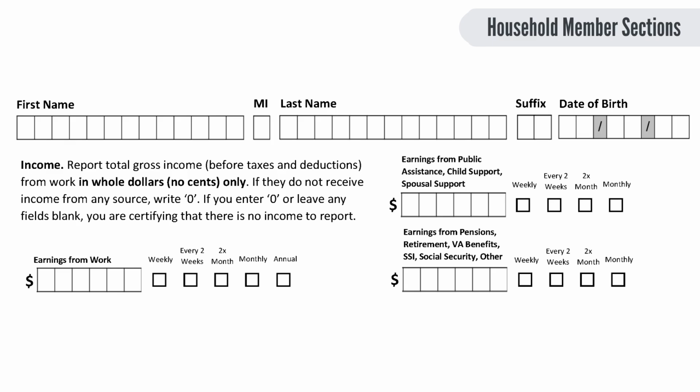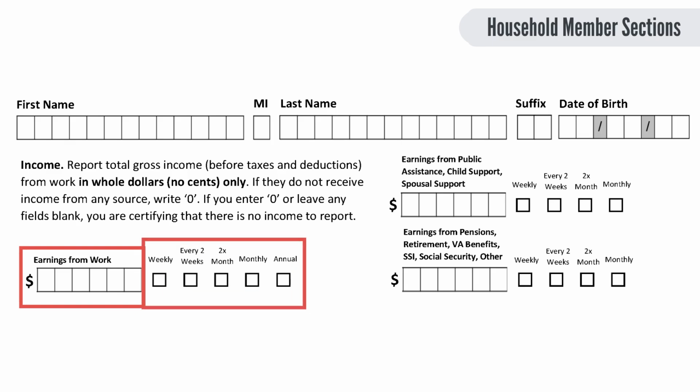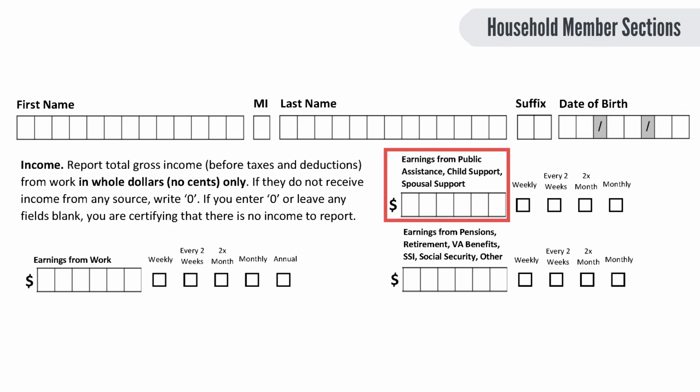Then, complete the income area by entering the earnings from work that the household member receives. Then check the box that represents how often the household member receives earnings from work. Enter the earnings from public assistance, child support, or spousal support that the household member receives. Then check the box that represents how often the household member receives income from public assistance, child support, or spousal support. Finally, enter the earnings from pensions, retirement, VA benefits, SSI, Social Security, or other that the household member receives.